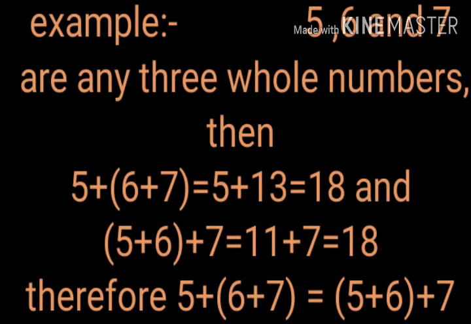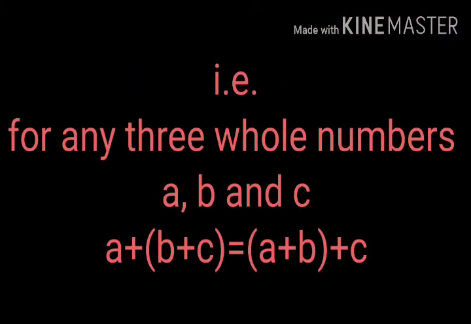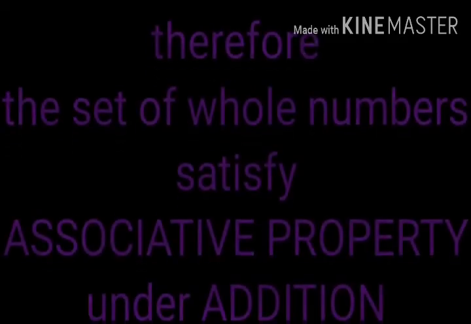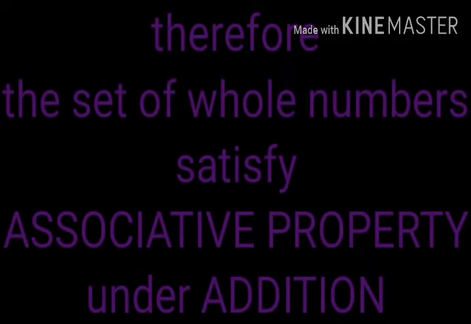Another example: 5, 6 and 7 are any three whole numbers. Then 5 plus (6 plus 7) equals 5 plus 13, which equals 18, and (5 plus 6) plus 7 equals 11 plus 7, which equals 18. Therefore, 5 plus (6 plus 7) equals (5 plus 6) plus 7. Both are equal. That is, for any three whole numbers a, b and c, a plus (b plus c) equals (a plus b) plus c. Therefore, the set of whole numbers satisfies associative property under addition.